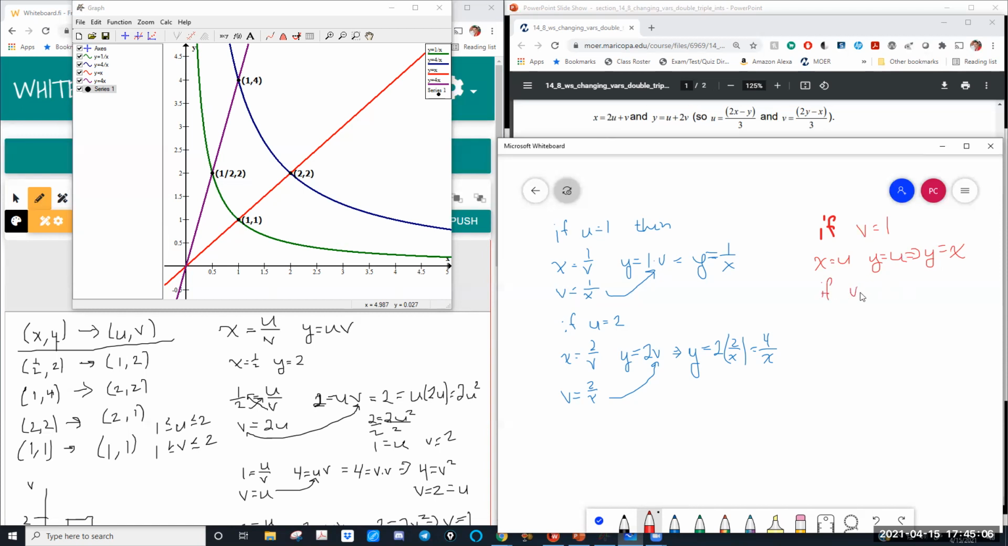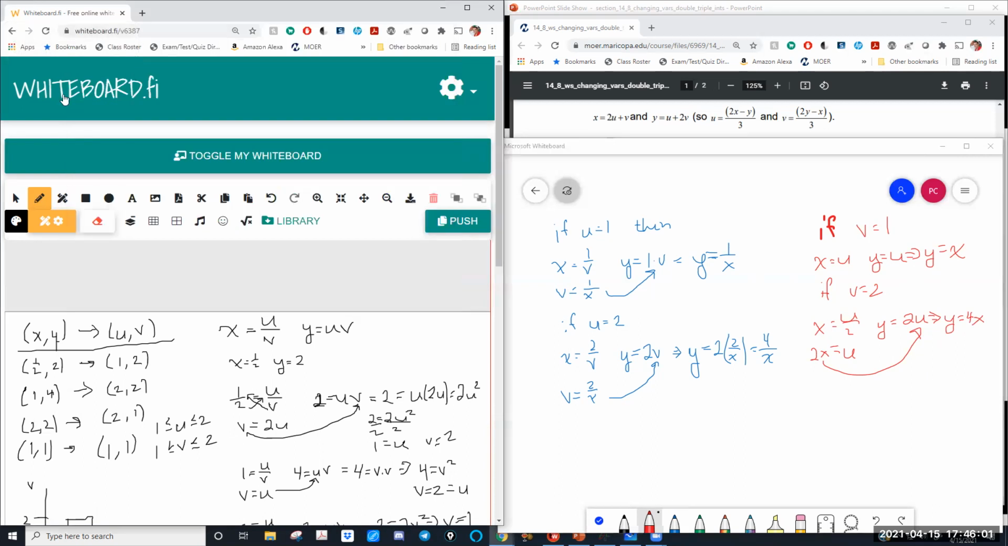And if v equals 2, then we have, let's go back to our formulas. x equals u over 2 and y equals 2u. So we'll solve this for u so we can plug in, cross multiply that 2, right? We get u equals 2x, take that guy, plug it in there. And that gives us y equals 4x, which is this purple curve. All right. So again, going from v equals 1 to v equals 2 is the same as going from y equals x to y equals 4x. So it turns out our limits are all constants, and we can do this integral in whichever order we find easiest.